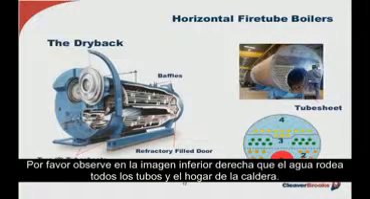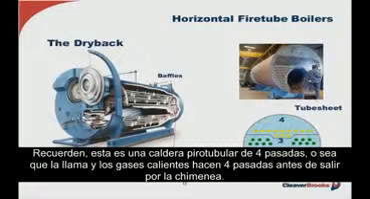Refer, if you would, to the image in the right-hand corner while noting how the water surrounds the tubes and the furnace. This, by the way, is a depiction of a 4-pass fire tube boiler wherein the flame and hot gases make 4 distinct passes before exiting out the stack.